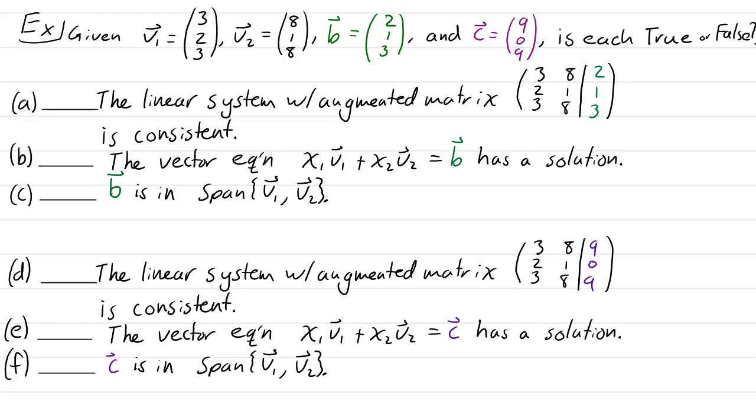Okay, here is another conceptual exercise for you to do. Given these two vectors, v1 and v2, and then these two other vectors, b and c, answer whether each of these 6 statements about the set of vectors is true or false. This is an important thing to practice, understanding the language and how linear combinations are related to statements about the span and solutions of linear systems and everything. So let's pause it here and check our answers after the pause break.